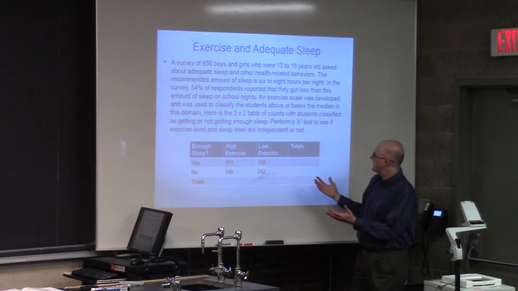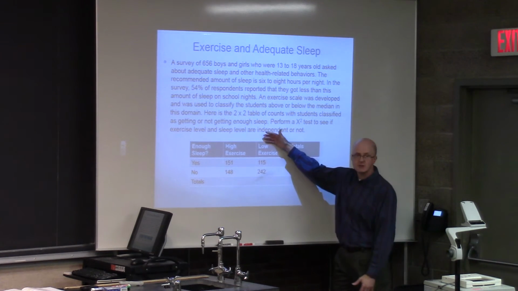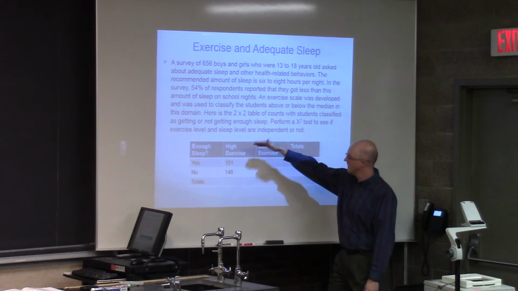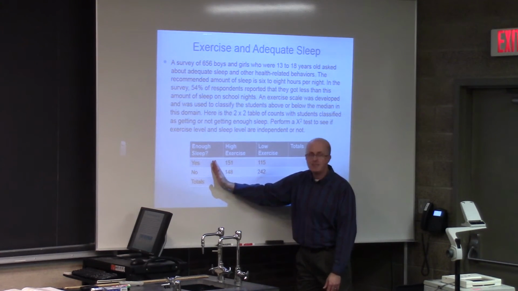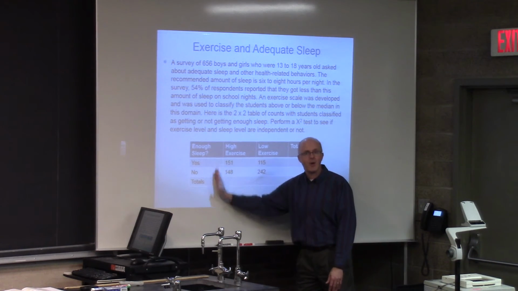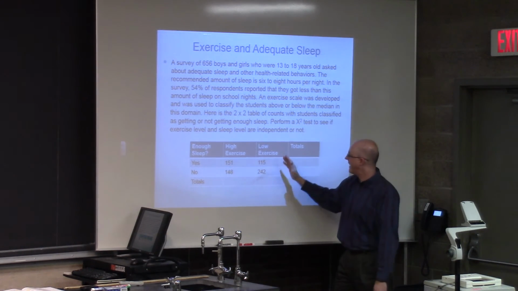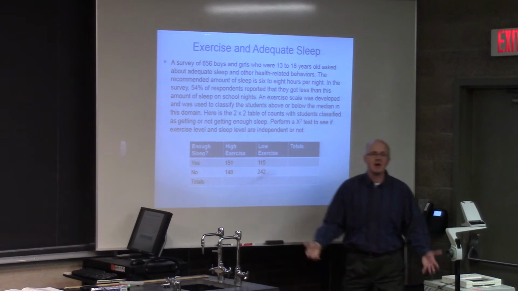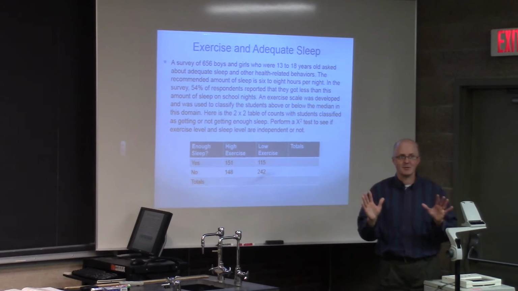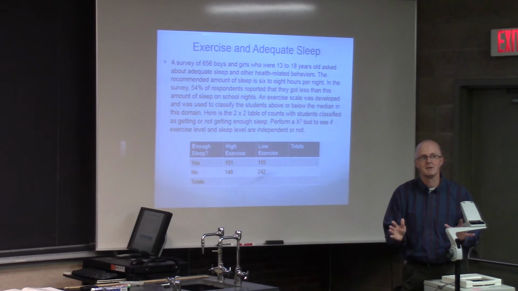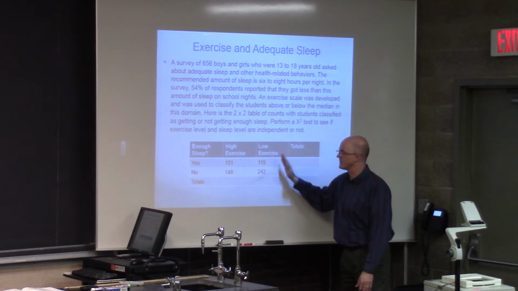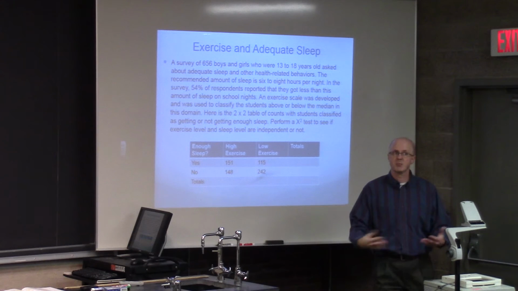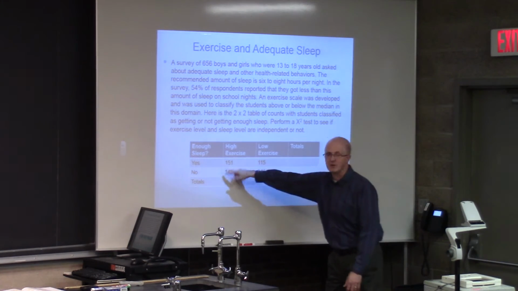Those are the two categorical variables. Amount of exercise is the explanatory variable. It's horizontal, like X. Amount of sleep is the response variable. It's vertical, like Y. We're wondering, are these related or not? The null hypothesis would be, and I'm not going to take the time to write it down, that there's no relationship. Knowing whether a kid gets high exercise or low exercise does not affect your prediction about whether they get enough sleep or not.